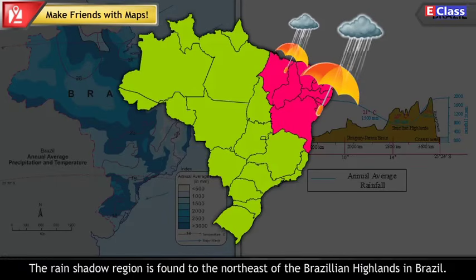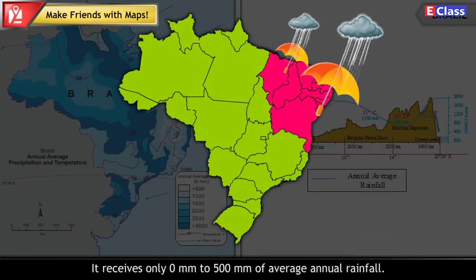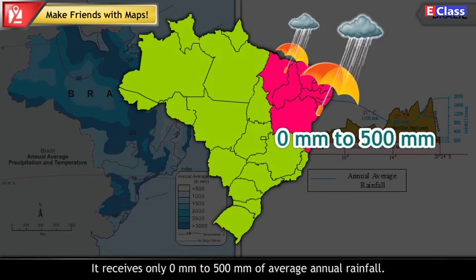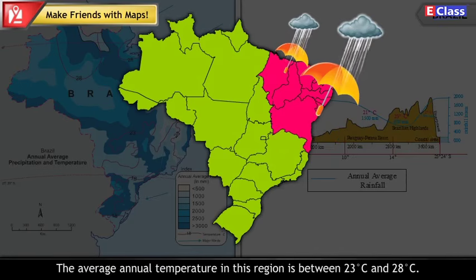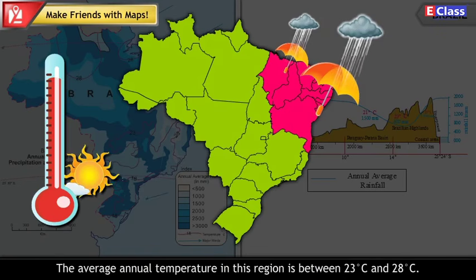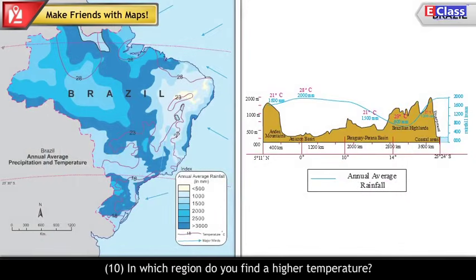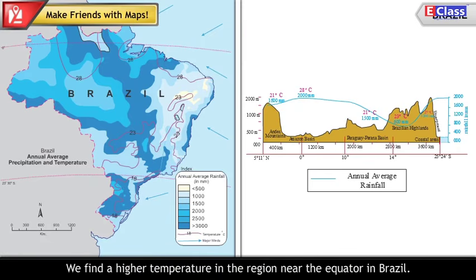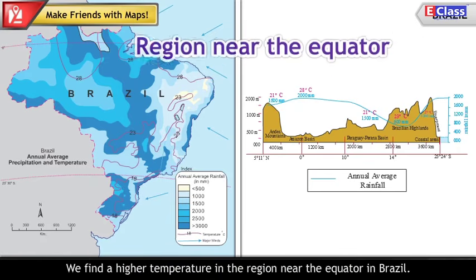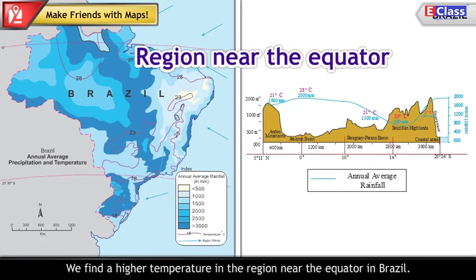Answer. The rain shadow region is found to the northeast of the Brazilian highlands in Brazil. It receives only 0 mm to 500 mm of average annual rainfall. The average annual temperature in this region is between 23 degrees Celsius and 28 degrees Celsius. In which region do you find a higher temperature? Answer. We find a higher temperature in the region near the equator in Brazil.